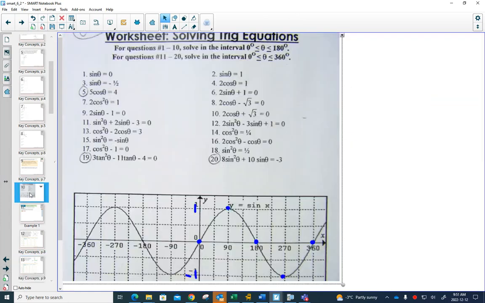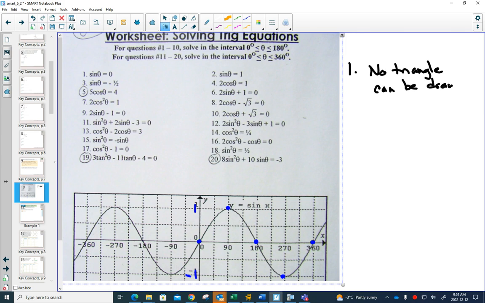So on this assignment, you're going to have to show your work. For number 1 and for number 2, these are ones that you're first going to say, you have to recognize when you can't draw a triangle. So if sine of theta is equal to 0, as a fraction, that would be 0 over 1. Your opposite side would be 0, your hypotenuse would be 1. You can't draw that triangle.